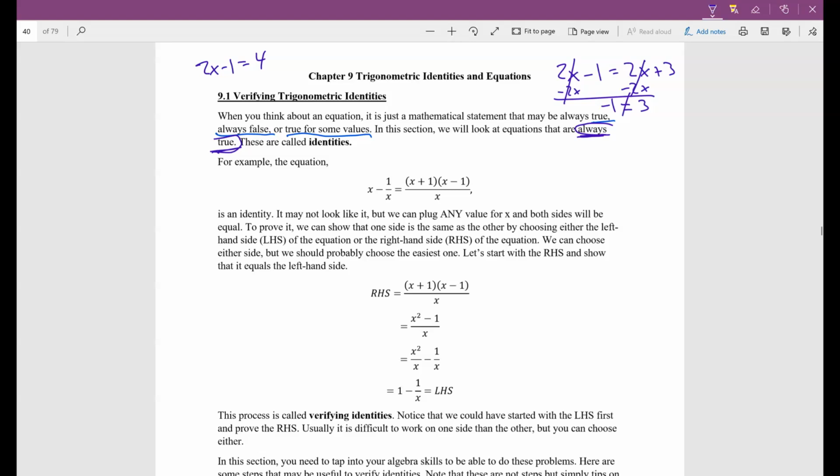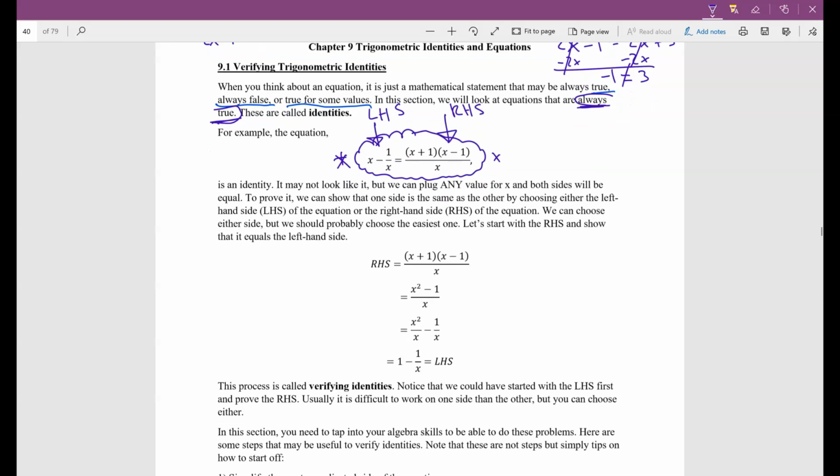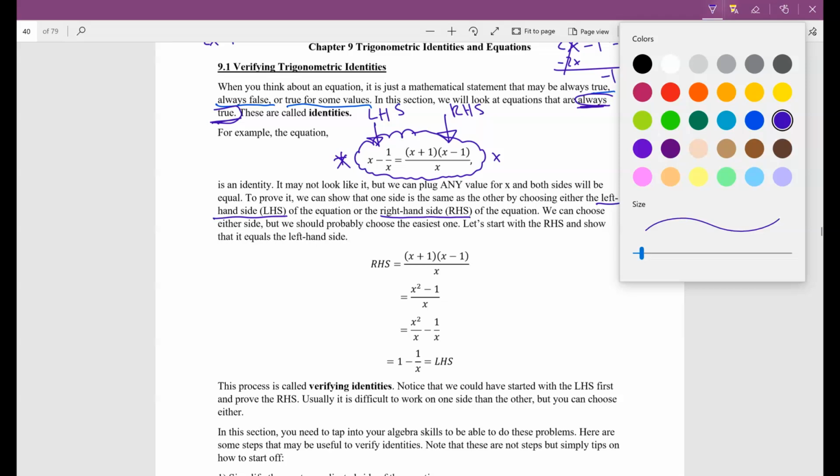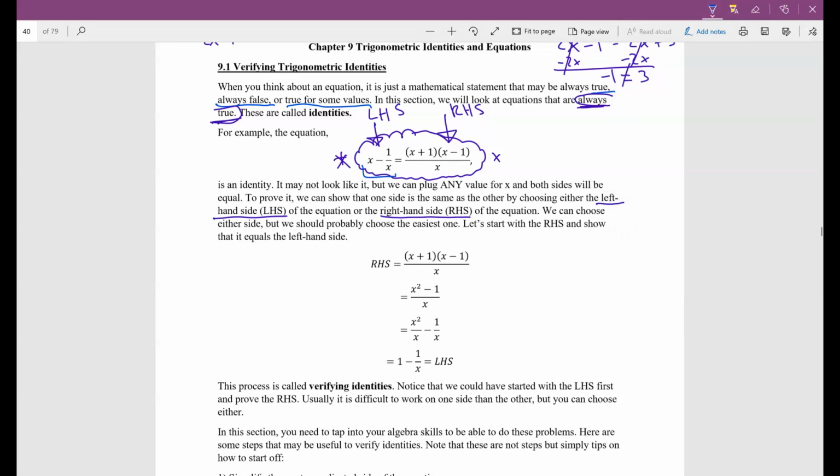Here I give an algebraic example. If you look at this equation, it doesn't look like an identity, but it really is. What we want to do is show that the left-hand side, which I'm going to call LHS, is equal to the right-hand side, which I'll call RHS. Whenever I say left-hand side, I'm going to say LHS, and whenever I say right-hand side, I'm going to say RHS. The way you verify whether something is correct is by proving that one side is equal to the other. You work with one particular side until it becomes the other side. It doesn't matter which one.